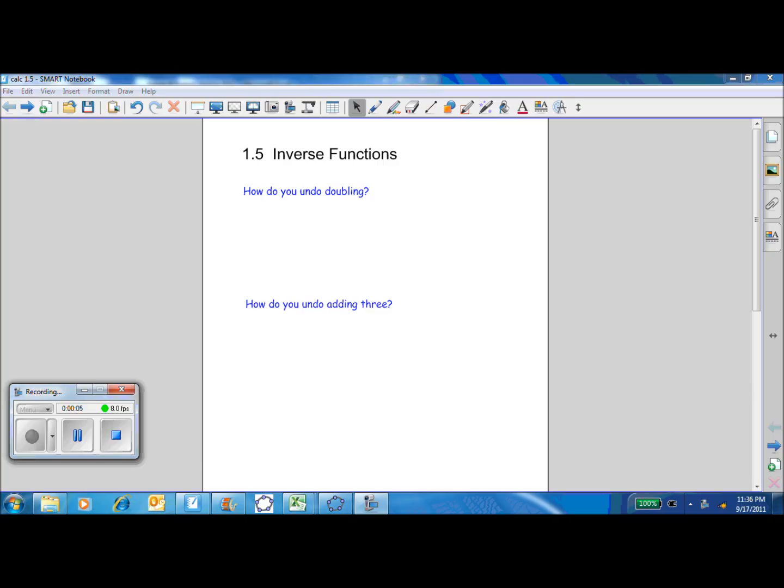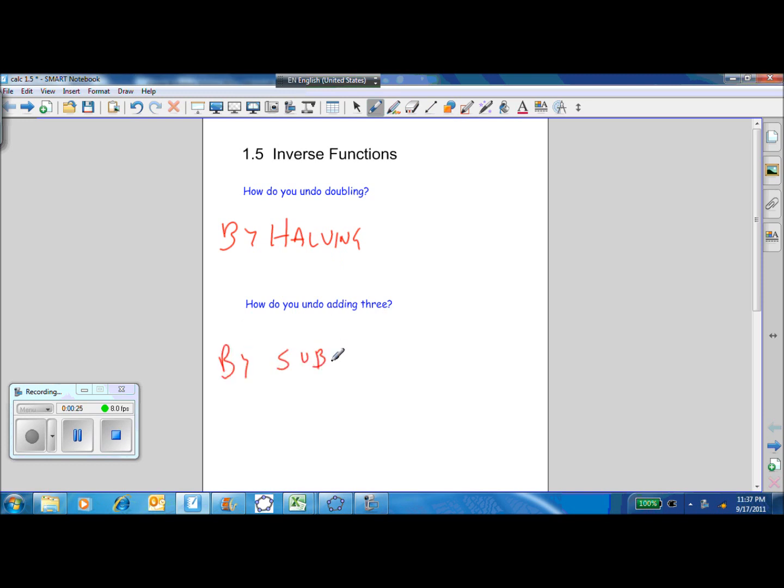Inverse function, in terms of stuff you've done many times before. How do you undo doubling? Well, by halving. If somebody doubles something, you can just cut it in half and it's back to what it was before. How do you undo adding 3? By subtracting 3. Well, how do we express this in functional notation?